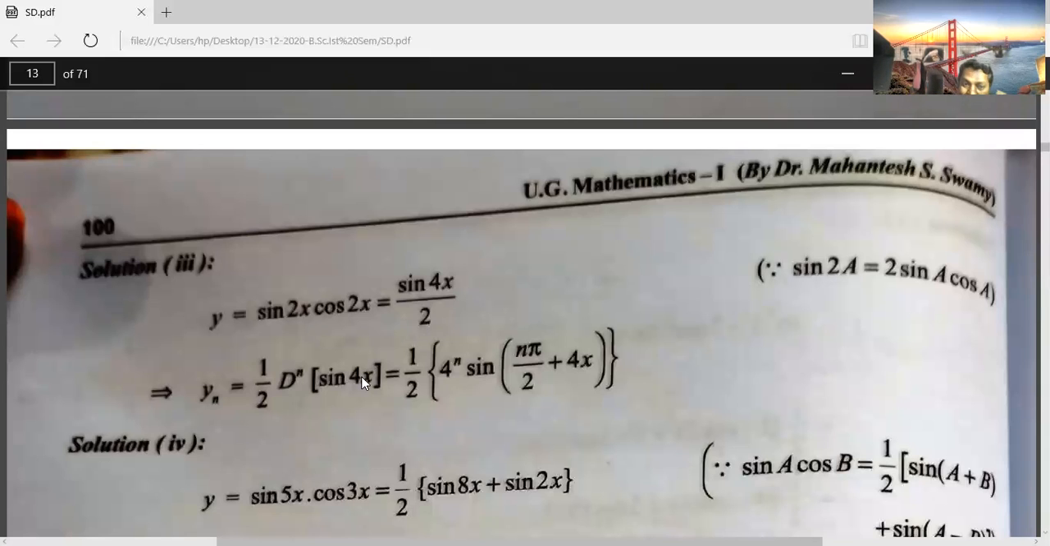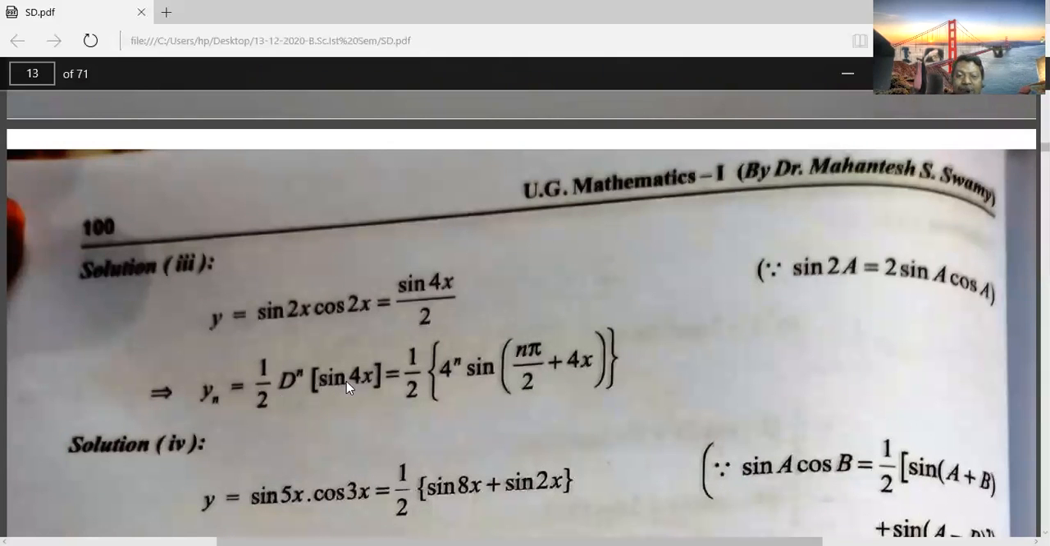Now, you can ask me about the 1 by 2 multiple. Here, 1 by 2 is there, and you can write that outside. Only the function containing x you have to write here. You don't write 1 by 2 here; you can write it outside. Don't write it inside, because that is a constant, so you can write it outside.